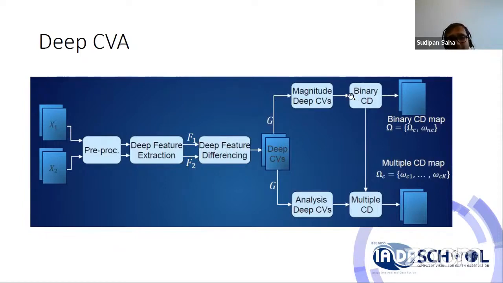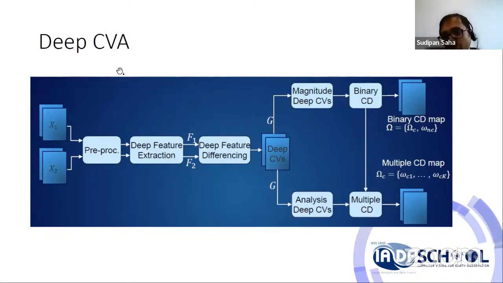Then we can do a magnitude-based analysis to cluster this into two types. One is the change group, another is the unchanged group. How? This F1 and F2 characterize these two images, X1 and X2, each pixel. And this G is a difference. Now, if you take a magnitude, what do you expect? We expect that for the changed pixels, the magnitude will be higher, whereas for the unchanged pixels, the magnitude will not be so high, right?